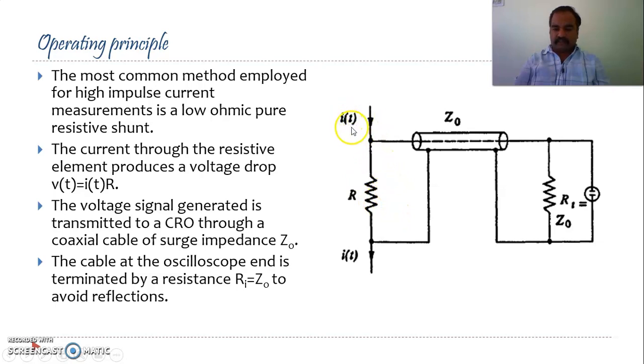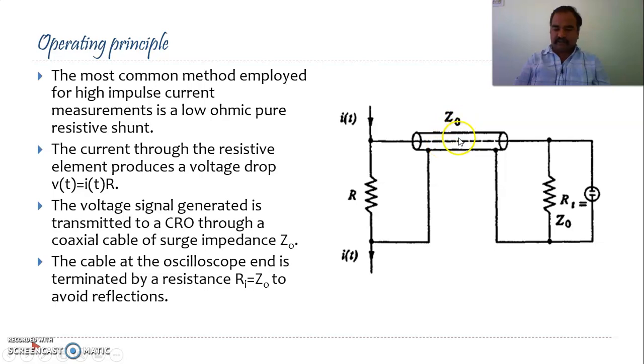So a current I flows through a small resistance R. The voltage which will be developed across this one will be V is equal to I into R. V of t is equal to R into I of t, the instantaneous values. This voltage which is developed here is transmitted to a CRO, through some coaxial cable with surge impedance Z0.